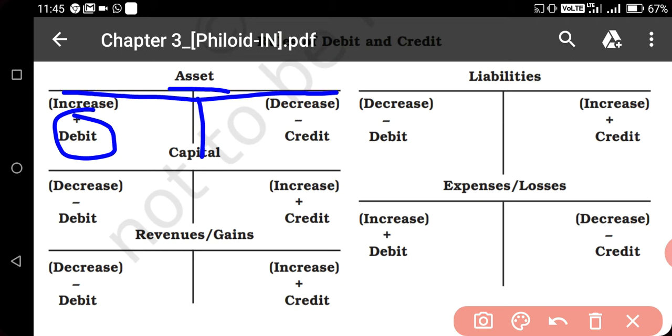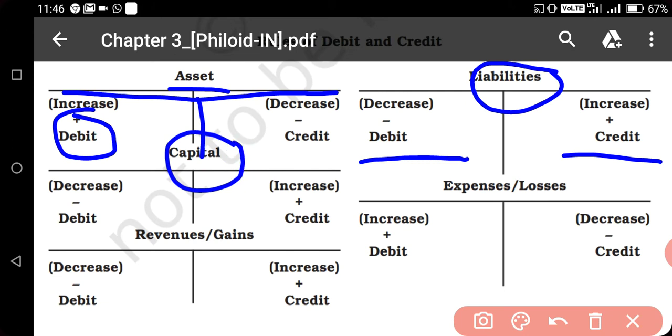Now the second is the liability account. Liabilities, I tell you, always indicate a credit balance. If your liability is increased, your credit side will be improved. If your liability is decreased, then your debit side will be indicating. Next is the capital account. Capital account again indicates the credit balance if capital is improved, and if your capital is decreasing, then it will show the debit balance.